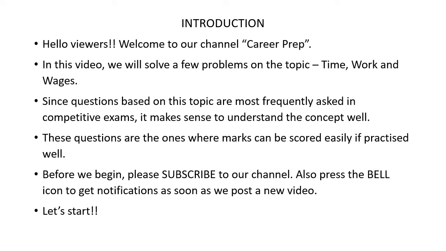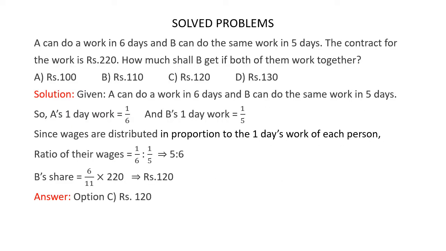So let's start. A can do a work in 6 days and B can do the same work in 5 days. The contract for the work is rupees 220. How much shall B get if both of them work together? You are given 4 options here and you have to find out which of these options is the correct one.